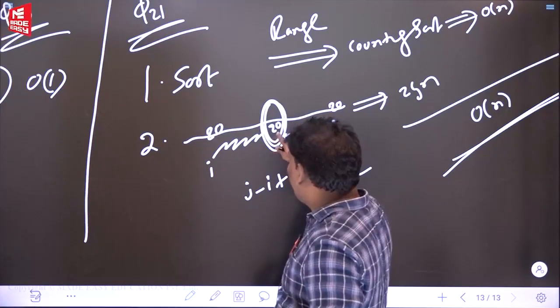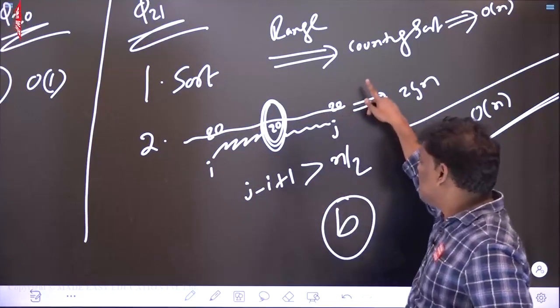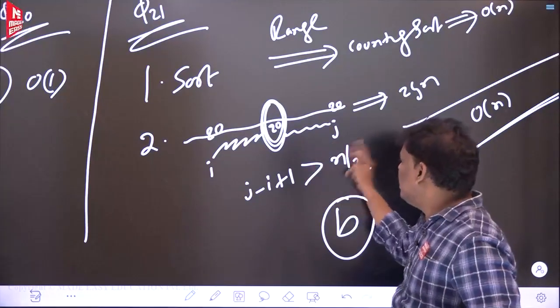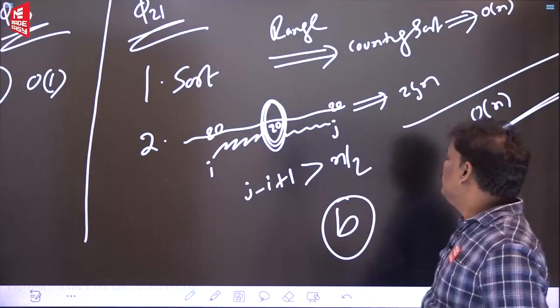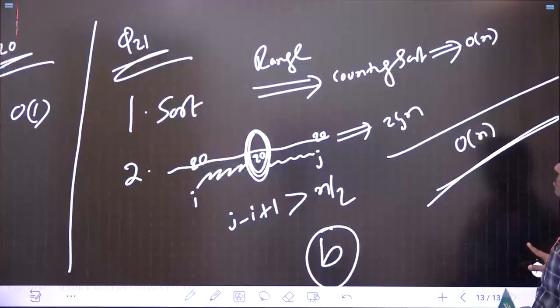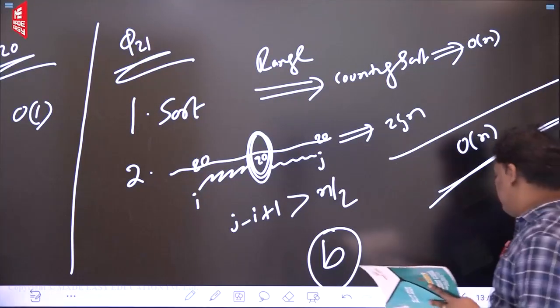How to count? Find the first E, find the last E. The first E is at the ith place, the last E is at the jth place, so the count is j minus i plus 1. If it is more than n by 2, then it is a majority element. If it is less than n by 2, it is not a majority element. So two binary searches is 2 log n, sorting will take order of n, finally order of n. Question number 21, answer is B.